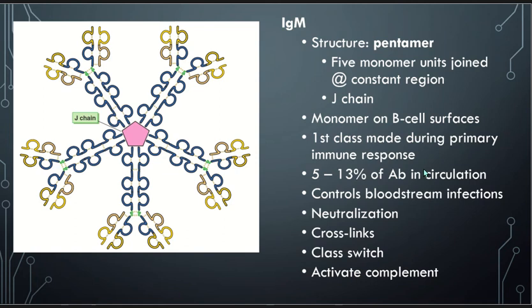A lot of times we can measure the levels of IgM earlier on than the other Igs that serve similar functions as IgM, and so it can be indicative of a more recent infection. And there's only 5 to 13% of IgM in circulation.